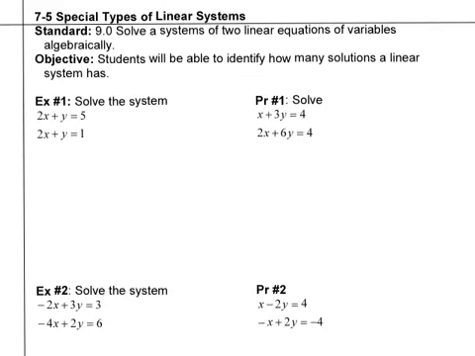Okay, 7.5. These are special types of linear systems. The objective today: students will be able to identify how many solutions a linear system has. Usually in the problems that we've done so far, there has just been one solution. We always just find one solution.